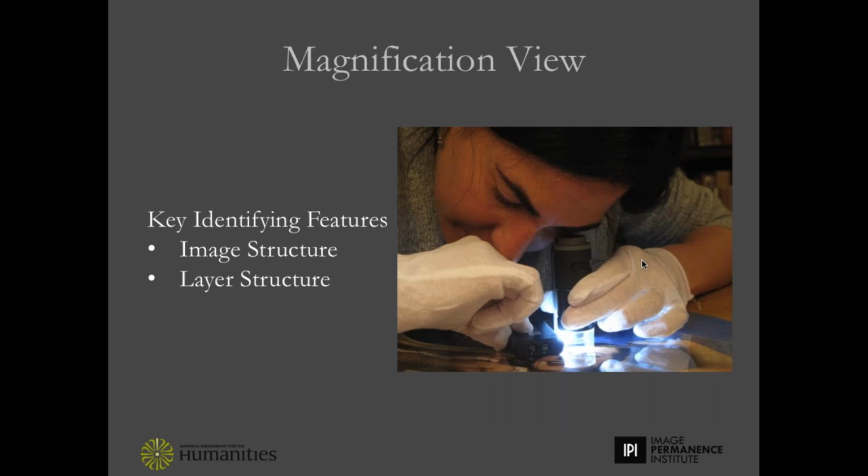So like I said, it's advanced ID. Don't get hung up. If you're not sure, it's totally okay. So in review, with magnification view, we're using a loupe, a pocket microscope, or a stereo microscope, and we're looking for image structure. That is, whether the image is continuous in tone or has a pattern, and we're looking for layer structure. How well can you see the paper fibers? And where is the image in relation to the paper fibers?